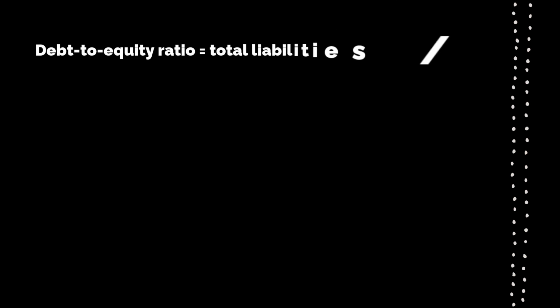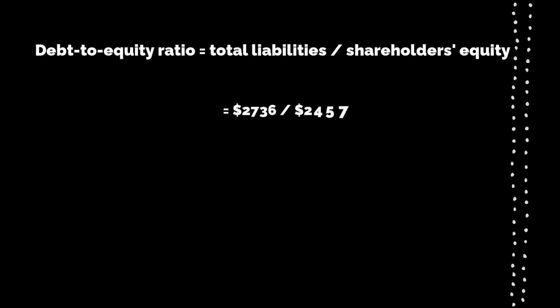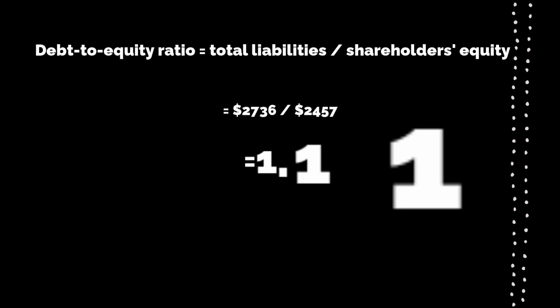You take the company's total liabilities, what it owes others, and divide it by equity. This is the company's book value, or its assets minus its liabilities. Both of these numbers come from your company's balance sheet. Here's how the formula looks. Let's say, as an example, a small business owes $2,736 to debtors and has $2,457 in shareholder equity. The debt to equity ratio is 1.11.